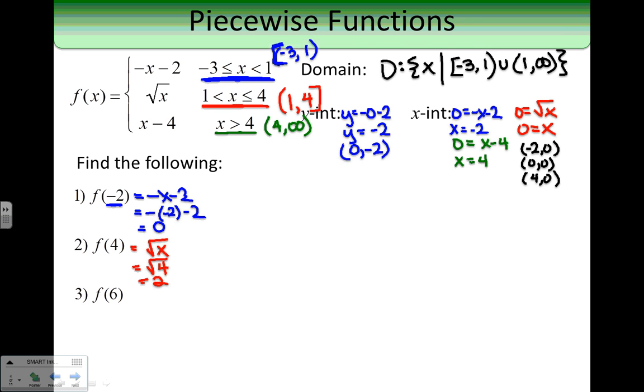Lastly, f of 6, that number is greater than 4. So we're going to use our last function, because the last function is used for any x values that are greater than 4, which would be 6. 6 would be greater than 4. So we're going to use x minus 4 to evaluate that one. So we get 2.